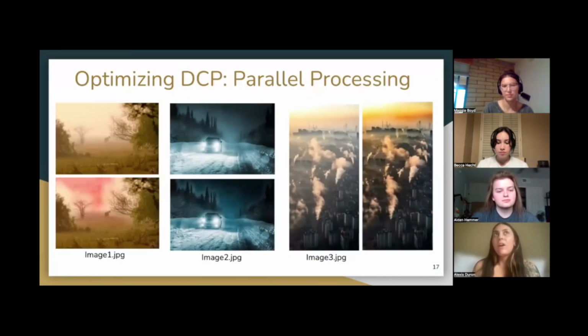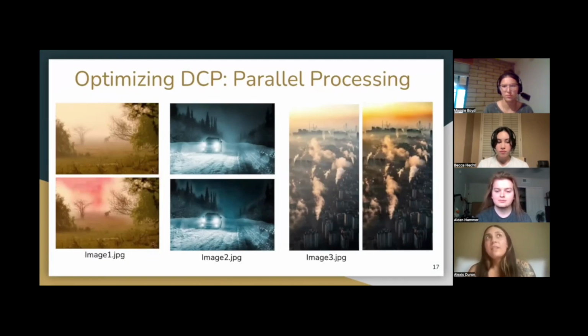So the first thing we thought was, how do we make this process faster and how can we process multiple images at once? So we found a parallel processing toolkit that's already built into MATLAB, where we ran this code. And parallel processing was helpful and efficient in speeding up the process of single image dehazing and also giving us the ability to dehaze multiple images at once.